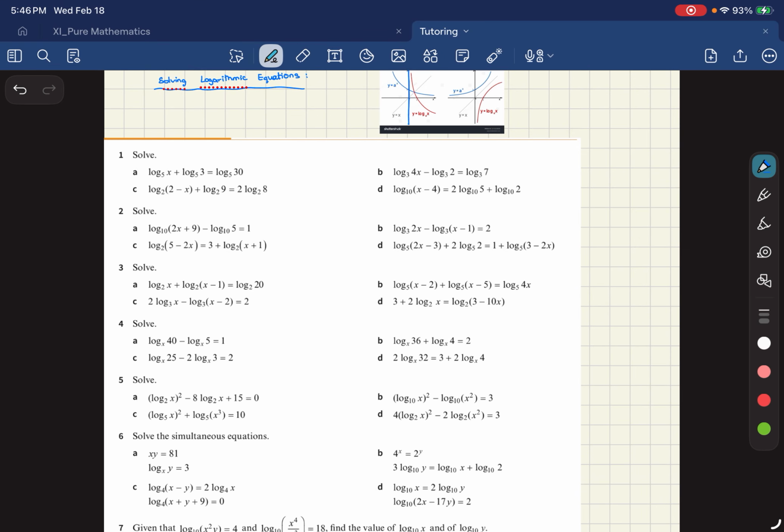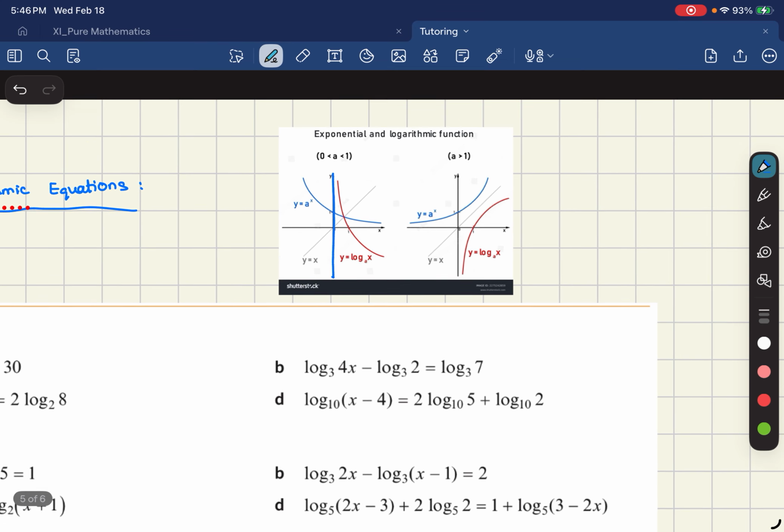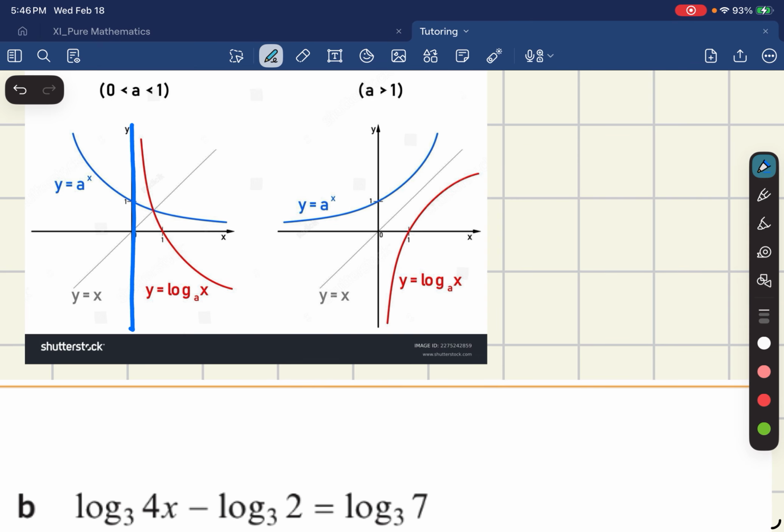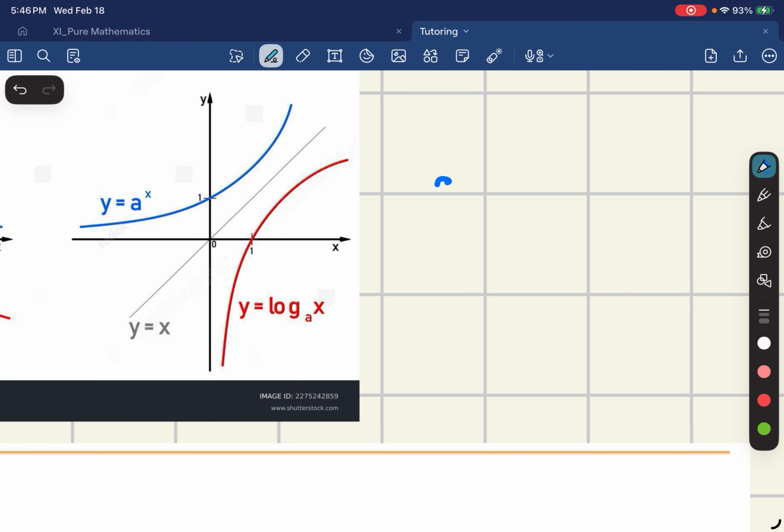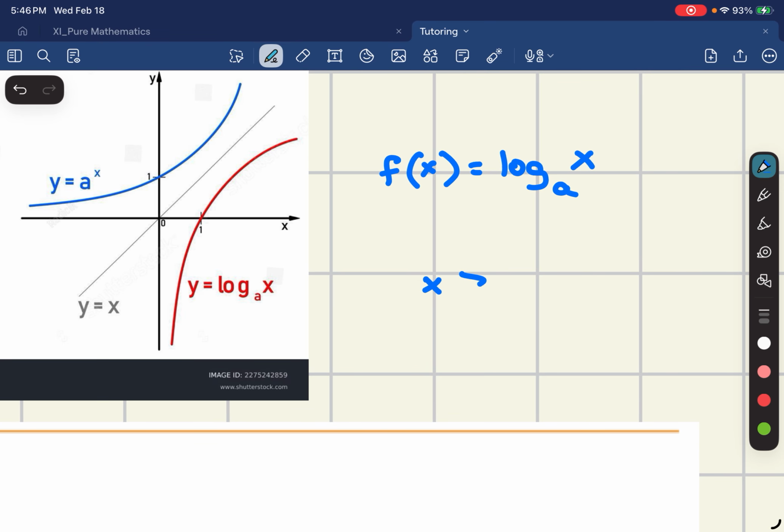Hello, in this video we're going to look at solving logarithmic equations, and there is one very important thing you need to remember when dealing with logarithms. Whenever you have a log function, f of x equals log base a of x, whatever a is, it's only defined for x greater than 0. Whatever your input is, it has to be greater than 0.